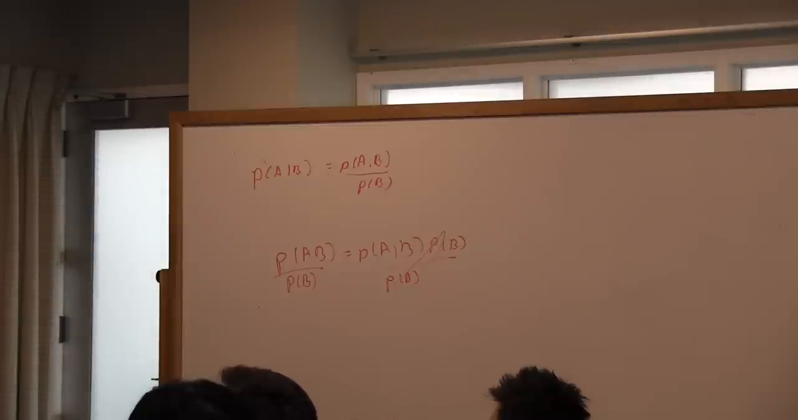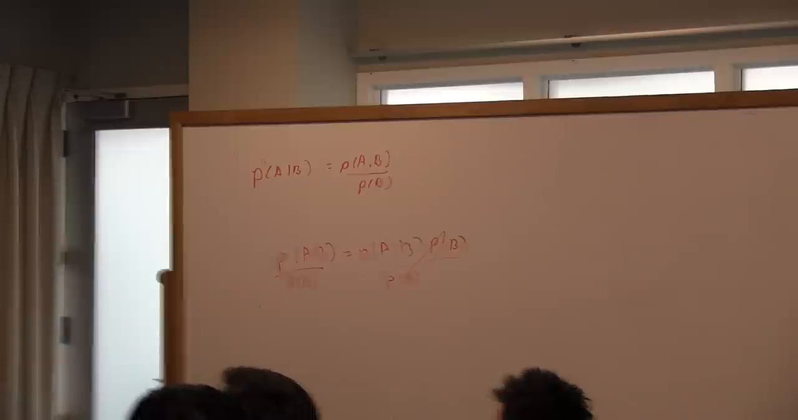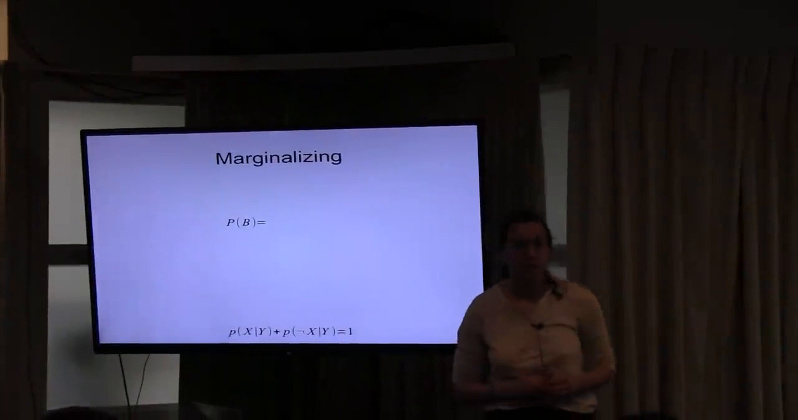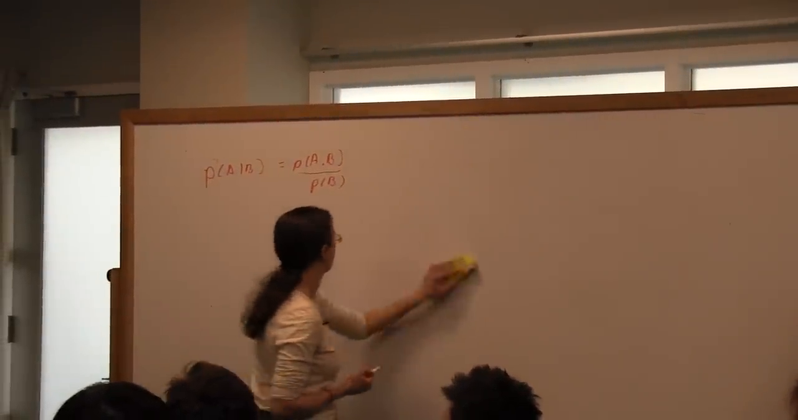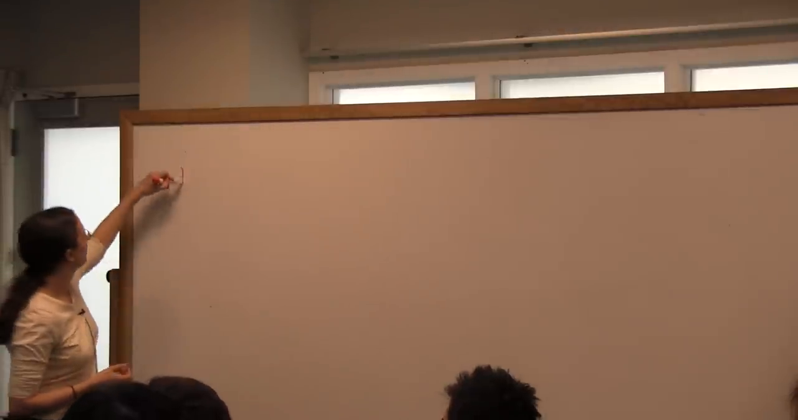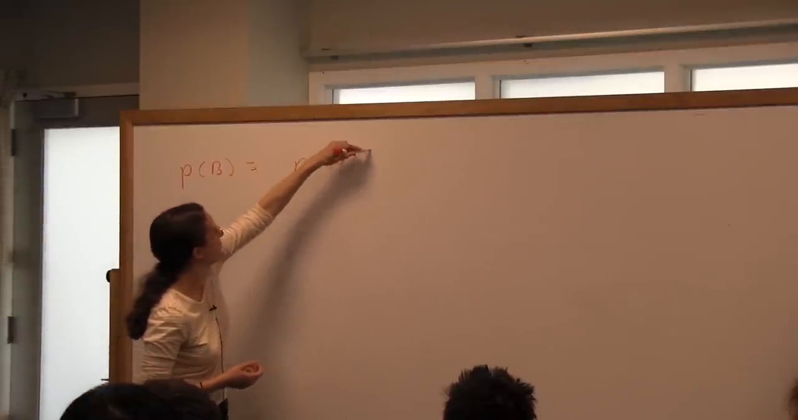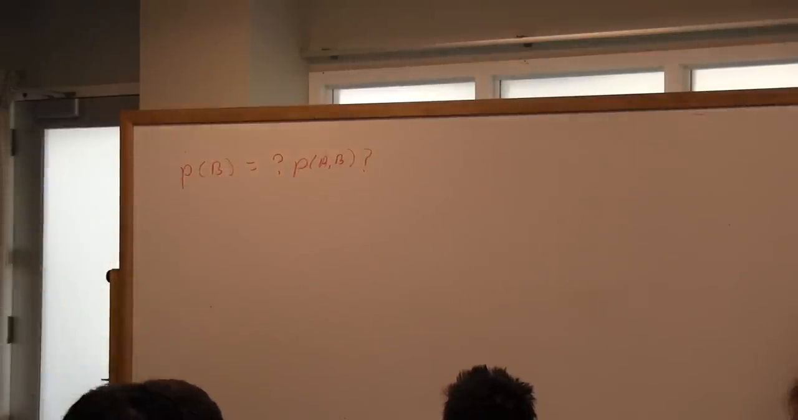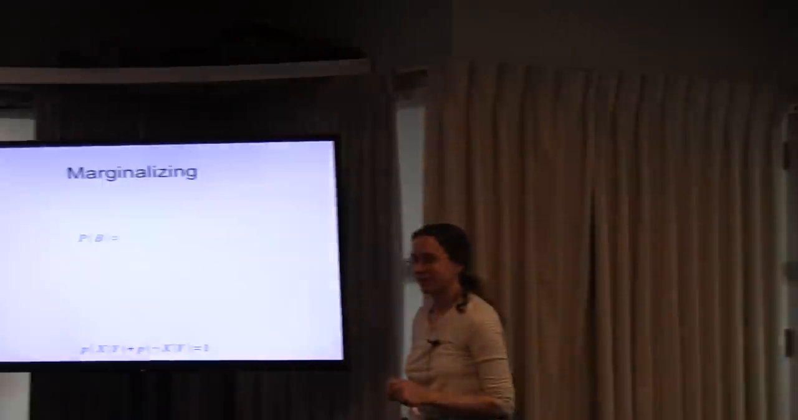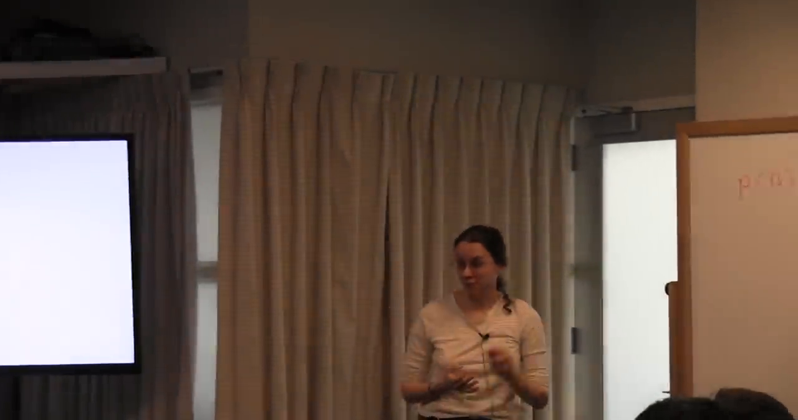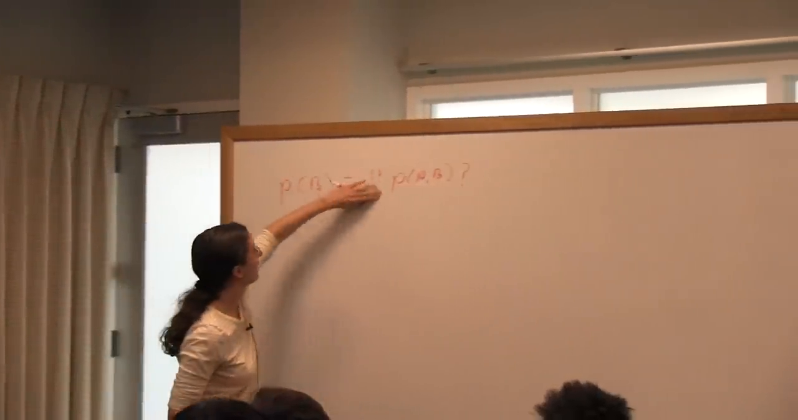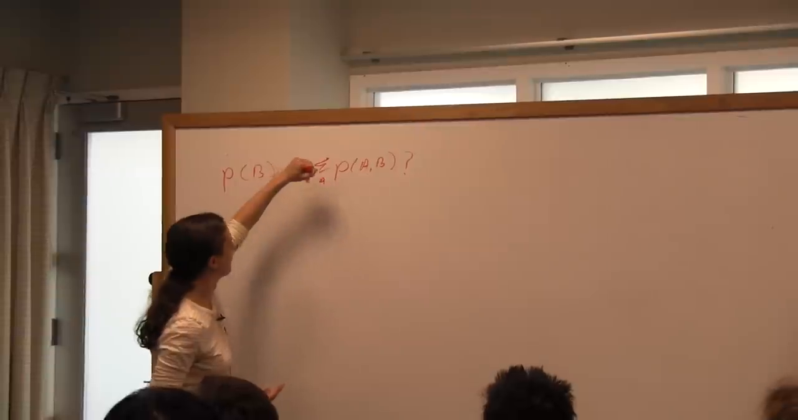So the next thing we're going to have to do is write the probability of B in terms of the joint distribution, because all we have is the joint. So how can we do that? Isn't the probability of B just the sum of the cases where B is true? Yeah, exactly. So this is marginalizing. So, a summation over A.